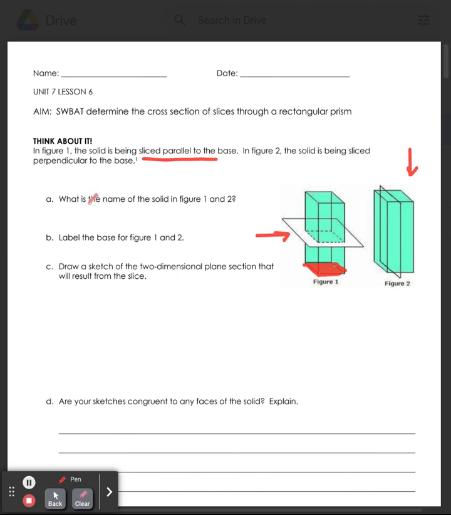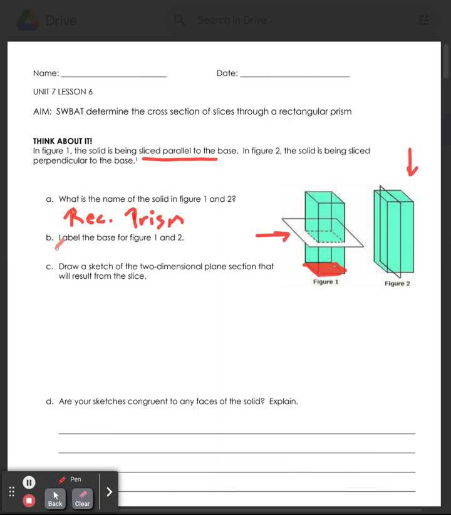So you're being asked, what is the name of the solid in figure 1 and figure 2? And for both of these, you should be saying, hey, I know what this is. This is a rectangular prism. We know that it's a rectangular prism because we can see the 6 faces, top, bottom, front, back, left, right, and all of the shapes here, based off of what we can see, are rectangles.